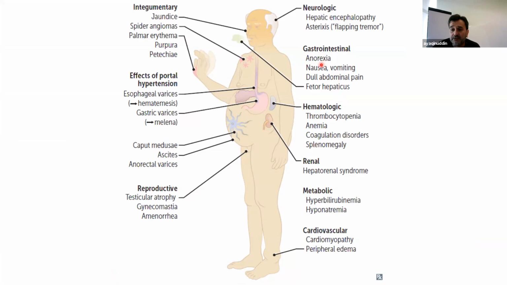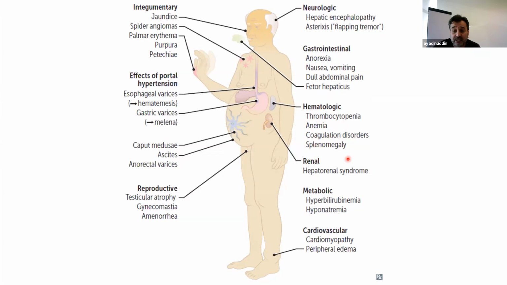There might be anorexia, nausea, vomiting. There could be a specific type of smell coming out because of high levels of ammonia, which is called fetor hepaticus. Hematologically, you might end up with thrombocytopenia, coagulation defects, splenomegaly because of the raised portal hypertension, anemia because transferrin is not produced, so the transport of iron is affected.